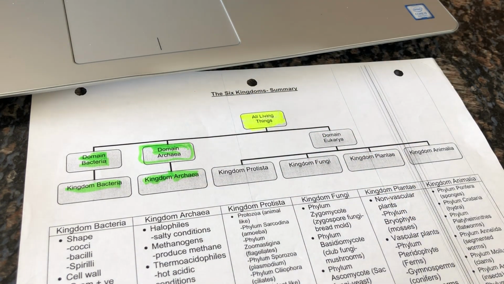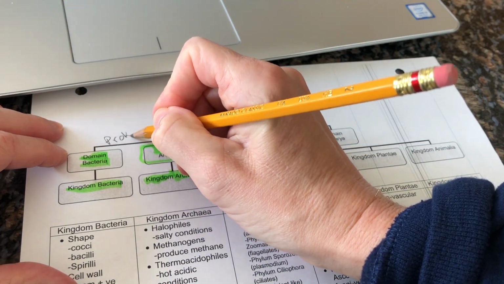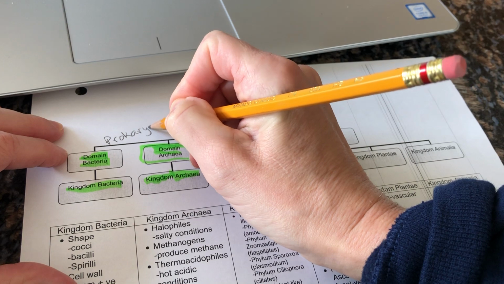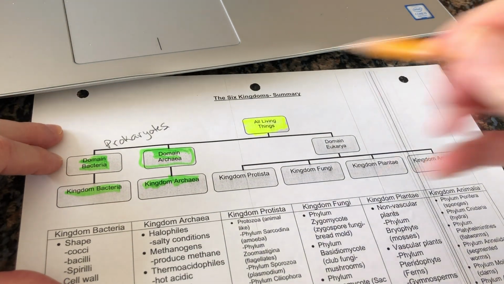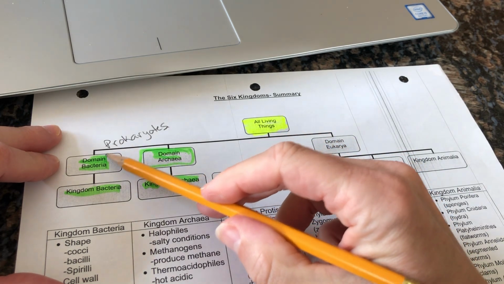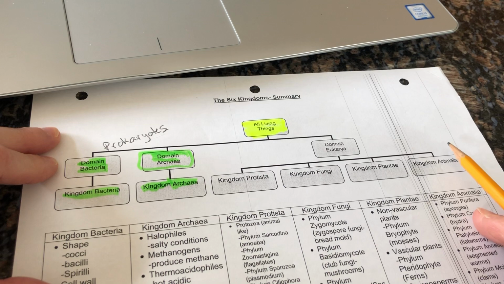Why am I highlighting them in the same color? Because these are your prokaryotes. Just excuse the slanted writing. I've actually got a phone in front of me right now so I can videotape this lesson. So these are prokaryotes. Bacteria and archaea are your prokaryotes.